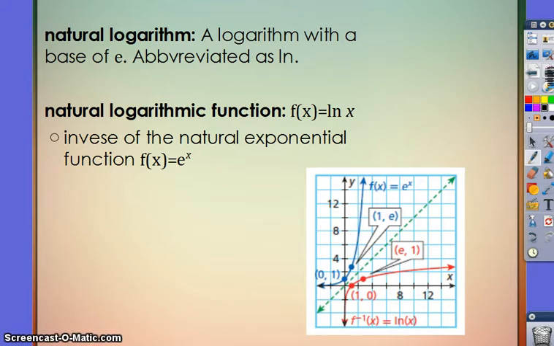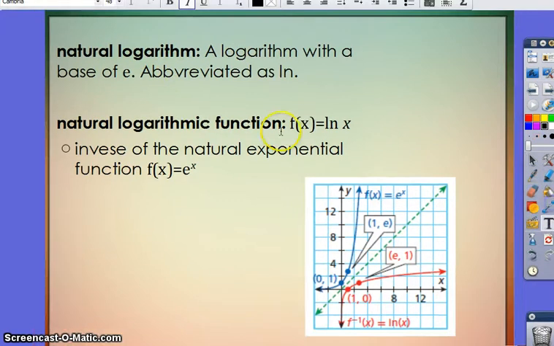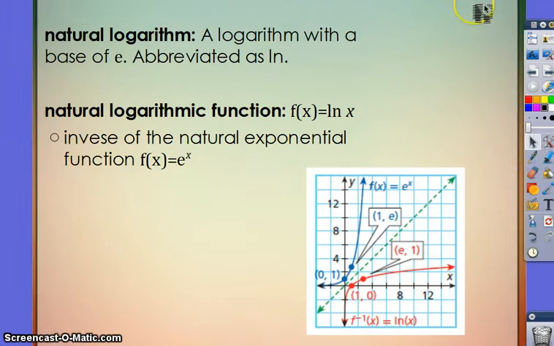A natural logarithm is just a log with a base of e. It's abbreviated as ln, kind of like log natural or natural log. In other words, it's like a log where the base is e. It's like a log with a base of e, but we don't write it like that. We just call it ln, the natural log.